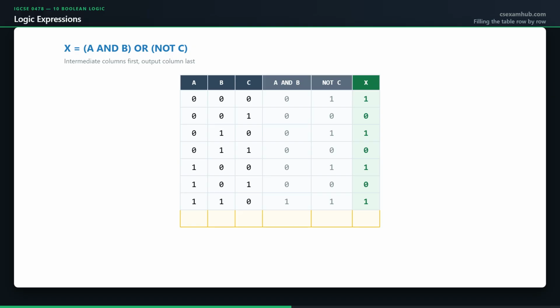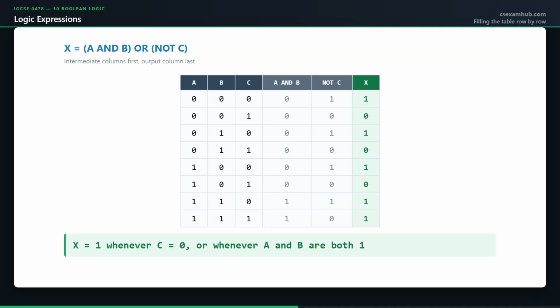Row 7: 1, 1, 0. Now A and B is 1 and not C is 1 as well, so X is 1. And row 8: 1, 1, 1. A and B is 1, not C is 0, but OR needs only one of them to be high, so X is 1.